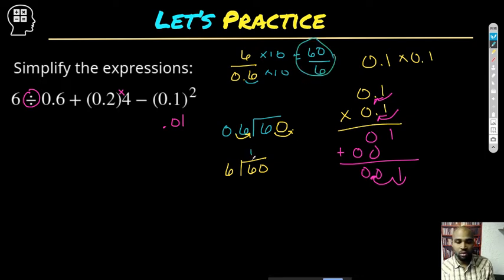So 60 goes in here once. It's going to get a 0. 60 divided by 6 is just 10. You can do that in your head. So here's one of those. And I did this one first. Why? Because it's the furthest left, even though I have both multiplication and division.